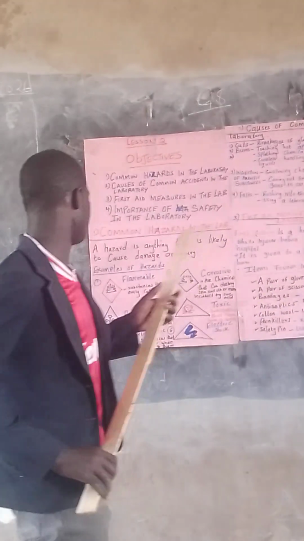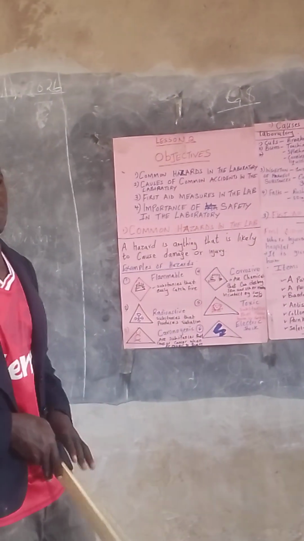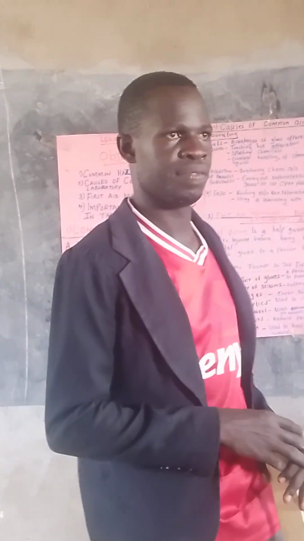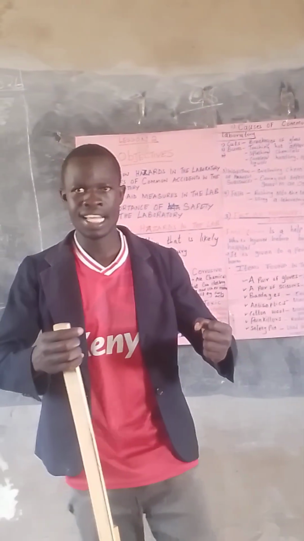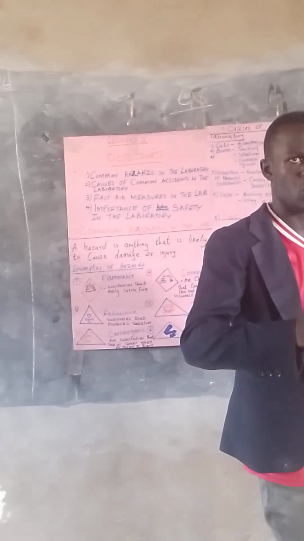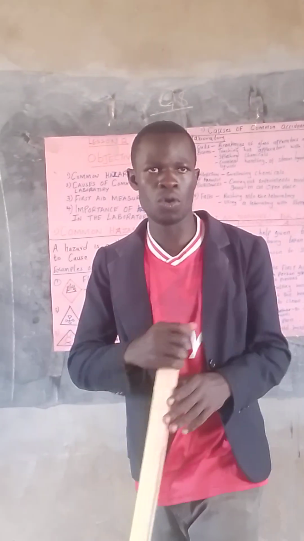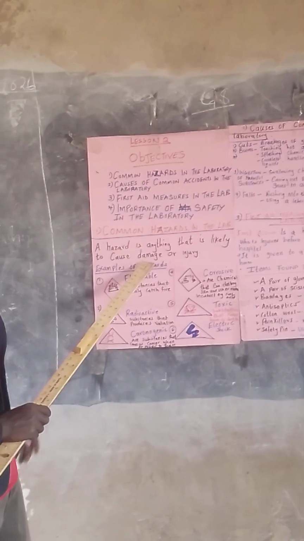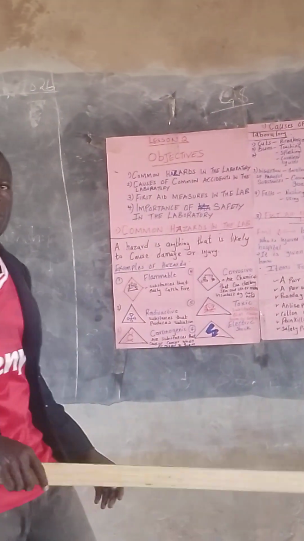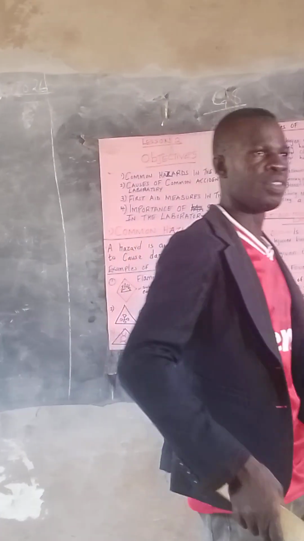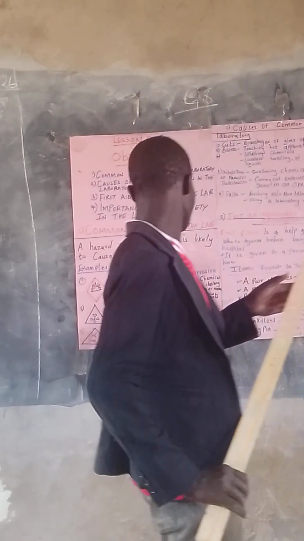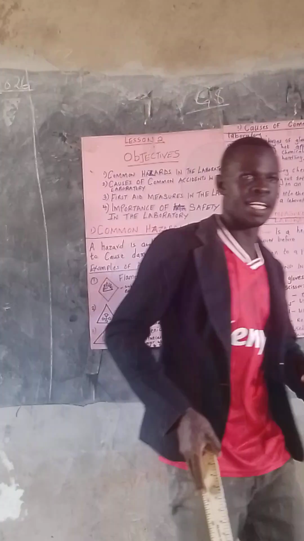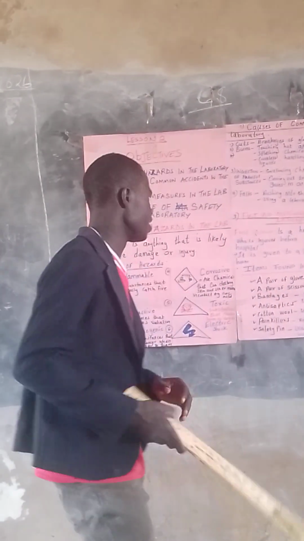Now, to begin with, common hazards in the laboratory. We need to understand the term hazard. We say that a hazard is anything that is likely to cause a harm or an injury. When we talk about a harm, we also refer to it as a damage or an injury. In the laboratory, we have injuries that can occur due to poor handling of the apparatus or maybe slippery floor of the laboratory.